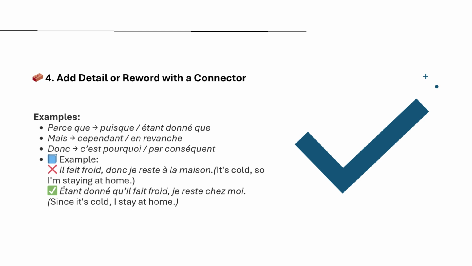For example, il fait froid, donc je reste à la maison. It's cold, so I'm staying at home. How can we say it with better vocabulary? Étant donné qu'il fait froid, je reste chez moi. Since it's cold, I stay at home.